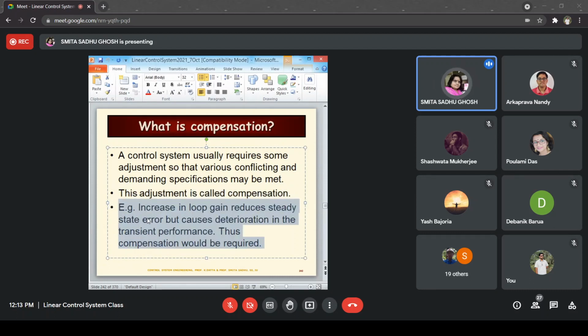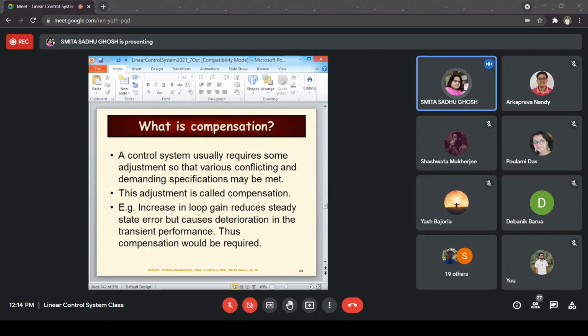For example, why compensation is used: an increase in the loop gain reduces steady state error, we've seen that, but causes deterioration in the transient performance. This we've already discussed when I was giving you the introduction to PID controllers. Thus compensation would be required. So now, first of all, we are going to see the general approaches to compensation, and then we are going to follow one specific method by which you can design a compensator given a control system. That is what we are going to do.